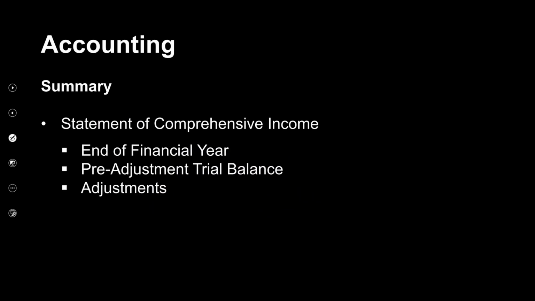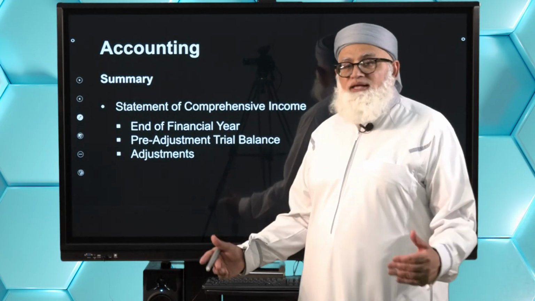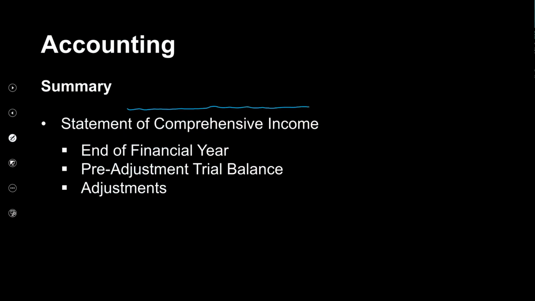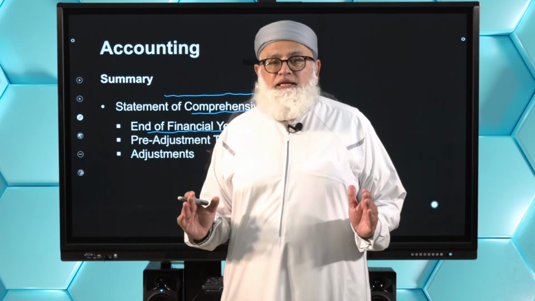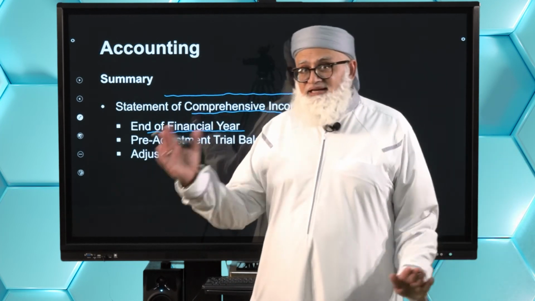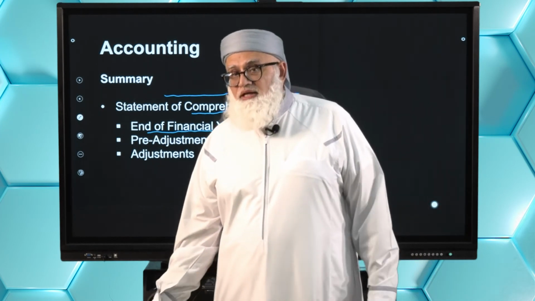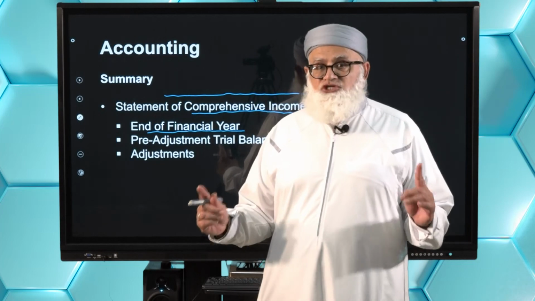Let us summarize what we have done in today's lesson. We are working at the end of our financial year, so we're preparing a statement of comprehensive income. Okay? Another name for income statement. This process takes place when? At the end of my financial year. So you've got to look at the dates that you are working in. The year probably started in January and ended in December, or the year started on the 1st of March and ended on the 28th of February. So that tells you what your financial year end is.